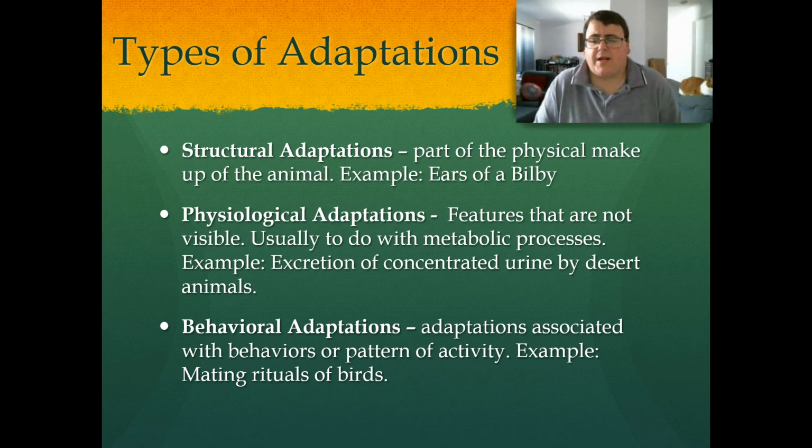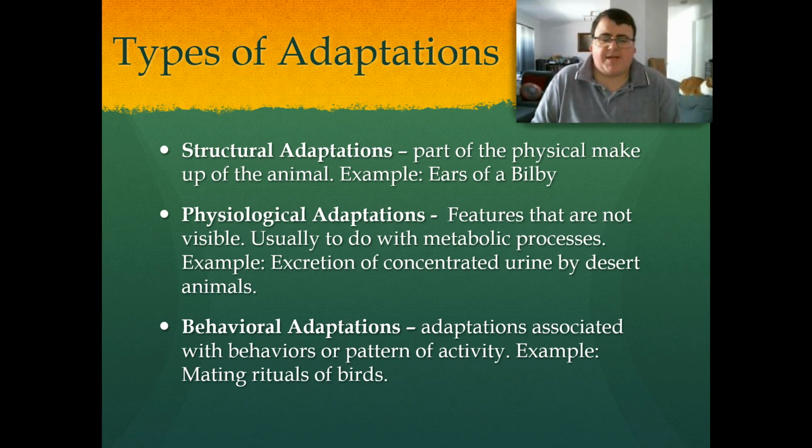A physiological adaptation is a feature that's not physical, or it's not visible. Generally, it's to do with metabolic processes. So, for example, animals in the desert will excrete concentrated urine, very low in water, rather than urine very high in water. So they're keeping all of the water in their body rather than excreting it in urine.